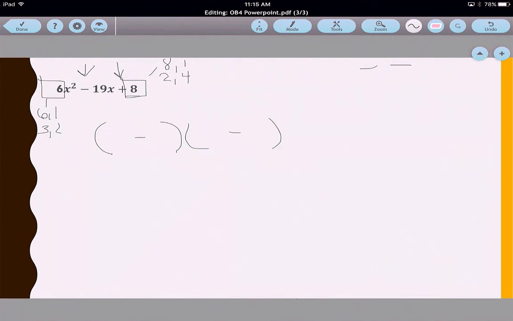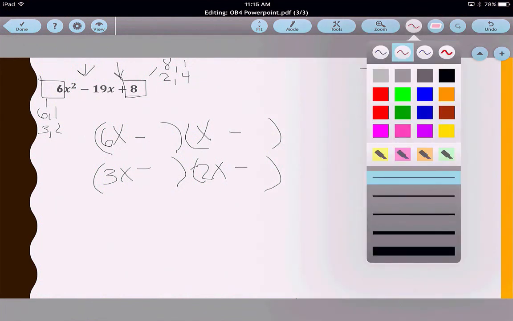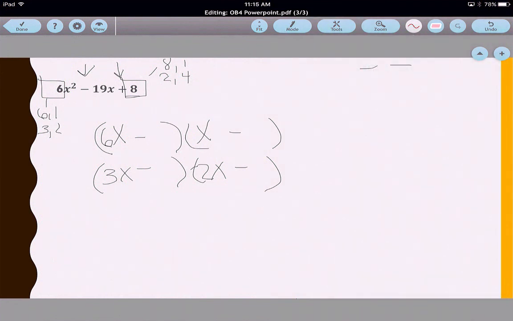What I don't know is if this is going to be a 6x and a single x, or if it's going to be a 3x and a 2x. So that is what we're going to try to figure out here. And we can do that by just guess and check, basically. We can try a few in there, and you can do this mentally, or you could sit here and write them all out. But I'm going to go with this 8 and 1 first. This is the first factor pair that I'm going to try.